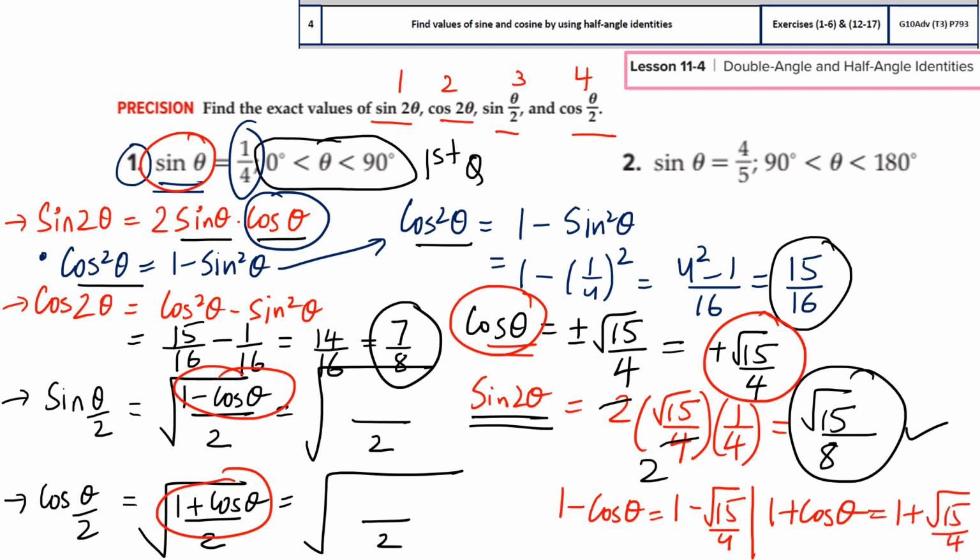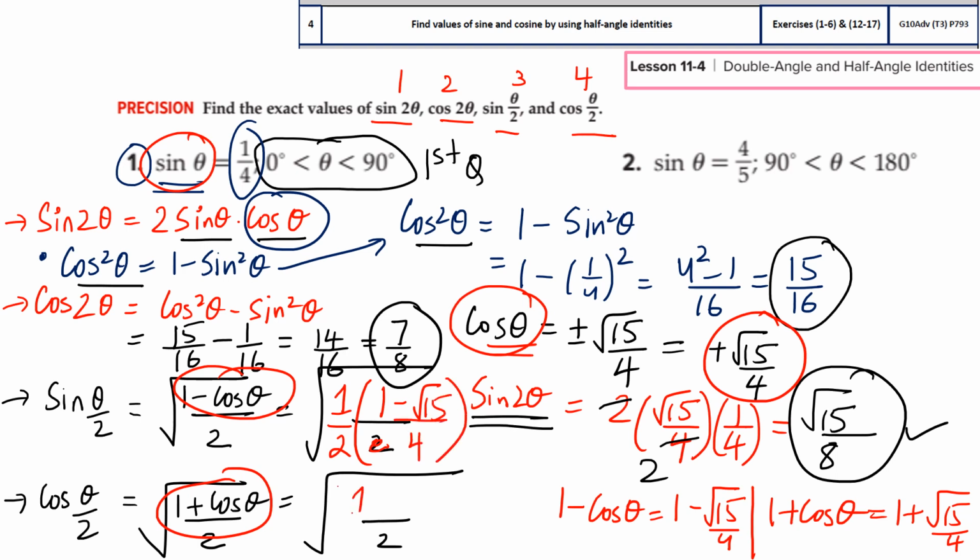Now we don't like radicals in the denominator, so we are going to do the rationalization. For rationalization, I can write it as 1 over 2 and then put the value of 1 minus cos theta, which is this value, 1 minus square root 15 by 4.